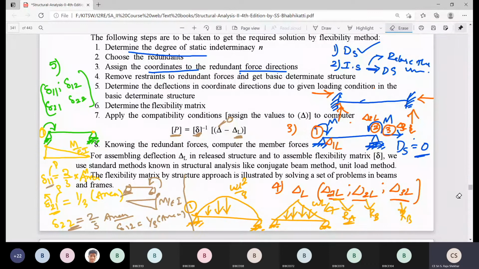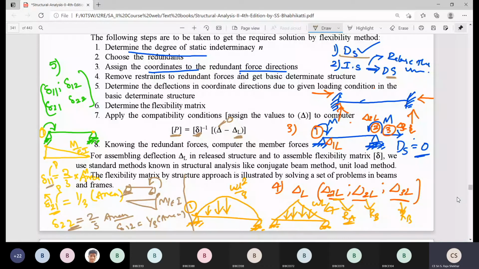First, we need to calculate the degree of static indeterminacy. After that, we need to convert that indeterminate structure into a determinate structure by releasing the redundant unknown forces. First, we will release the moments. After that, we need to release the horizontal forces. If unknowns are still there, then we need to release the vertical reactions also. After releasing, the indeterminate structure is converted to the determinate structure.